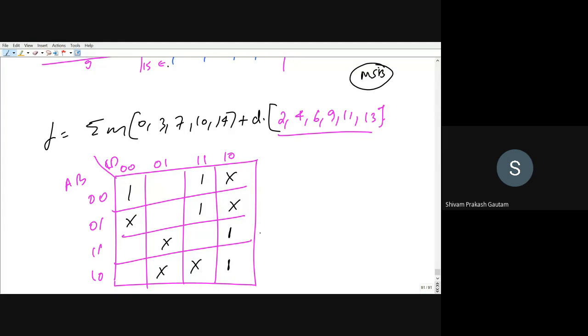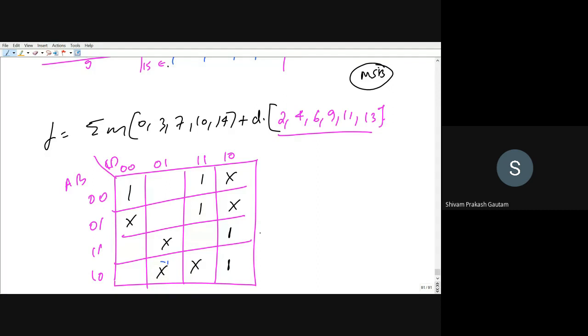Okay, now we have to do the groupings. So just see, are there any isolated cells? No, there are no isolated cells. Are there any cells whose adjacent cell, only one adjacent cell, is having 1? We do not consider don't care in that case. You only have to see where your function is giving value 1. So there are no such cells as well.